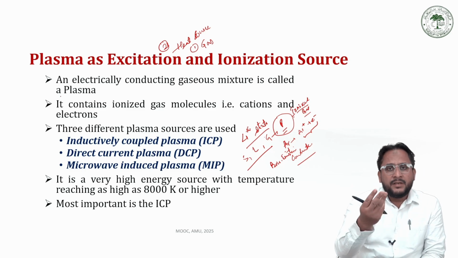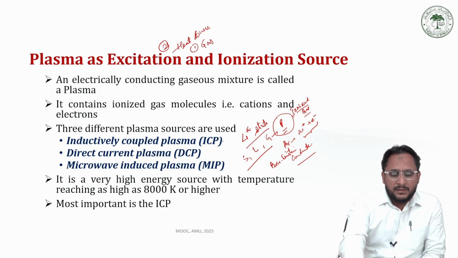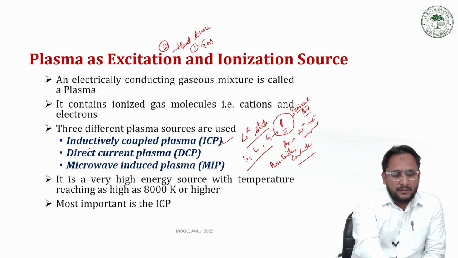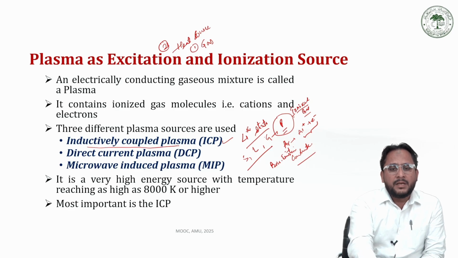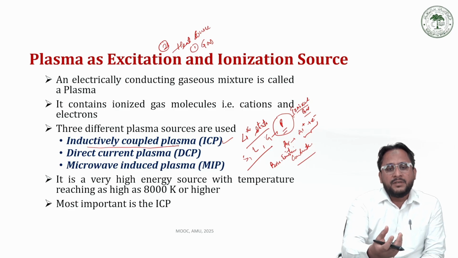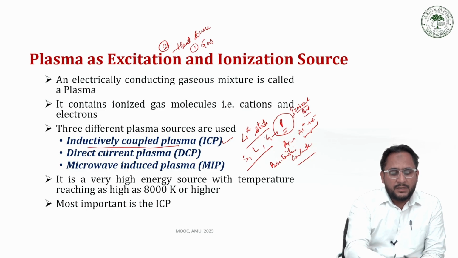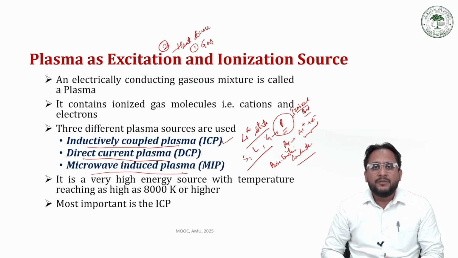Now there are three ways of creating a plasma. One is by using magnetic field. That's why it is called inductively coupled plasma. Here we use the concept of induction. We use magnetic field. In the second case, we use a direct current DC source for creating a plasma, and in the third case we use a microwave, which is a type of electromagnetic radiation, to create a plasma from a gas.